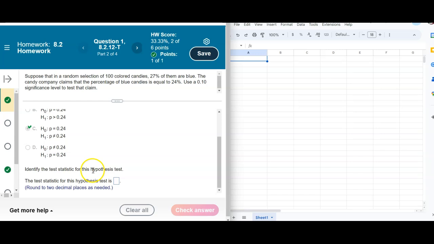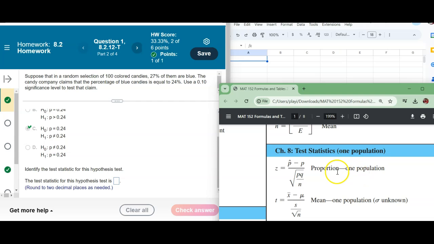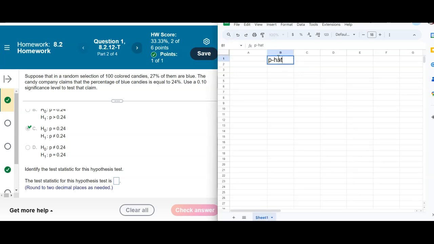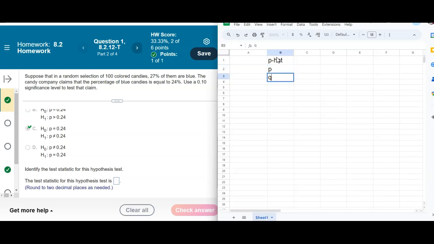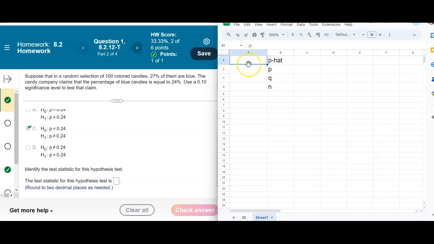Now we want to find the test statistic. If you look at your formula sheet, for proportions, and that's what we have here, this is how we get the test statistic. So it's P hat, P, Q, and N. Those are the things needed, so I'm going to label them over here. P hat is the percent from the sample, so it's the 27%, or 0.27. P is what the company is claiming, but it's also just what we set up in the null and alternate. It's the 0.24 in this case.